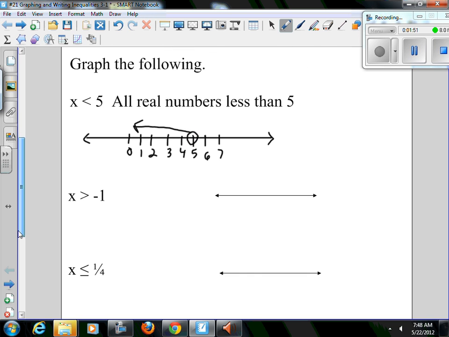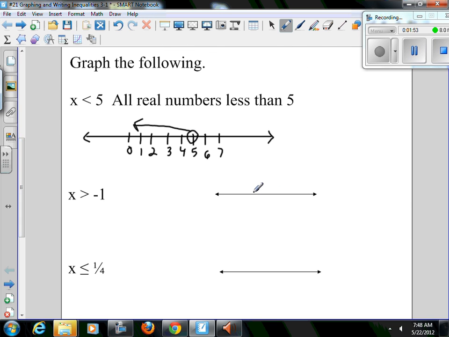Okay, so let's take a look at this next one. X greater than -1. I'm just going to put a few numbers here. Here's 0, here's -1, here's -2. You don't have to write them all in. Okay, x greater than -1, we put an open dot on -1. The arrow goes to the right. So all values greater than -1, but not including -1.